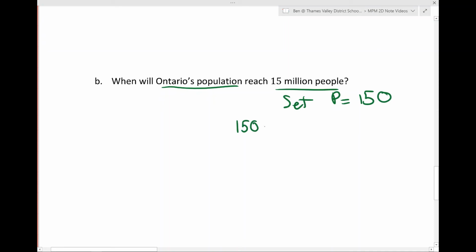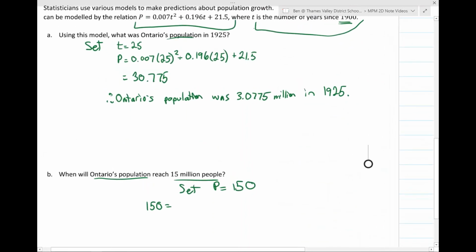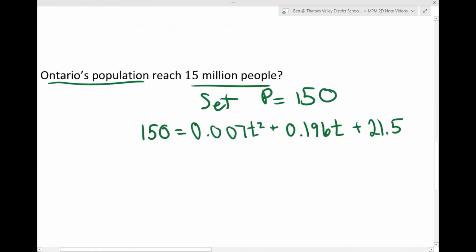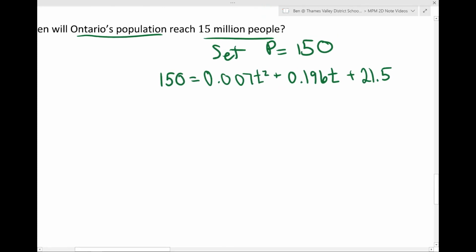Now we're working with 150 equals, let's see here what that equation was. There we are, 150 equals 0.007 t squared plus 0.196 t plus 21.5. Fantastic. Now that we have that, we can push forward. Again, we need to find a 0 on one side of our equal sign before we can handle our quadratic formula, or factoring if it is factorable. So we need to subtract 150 from each side.